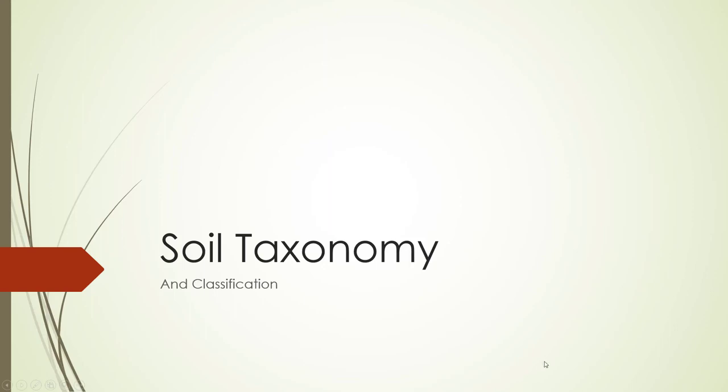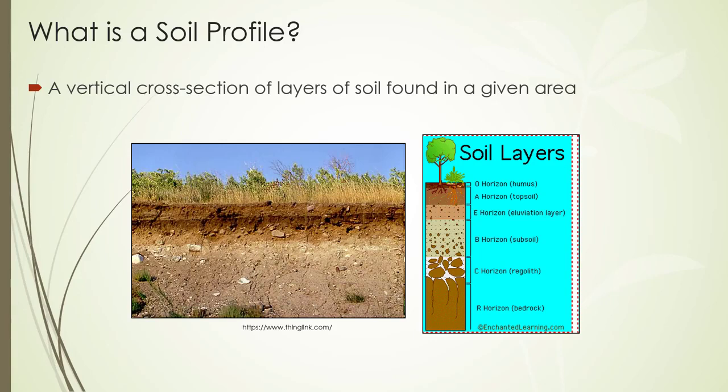So we've talked a lot about the components of soil, but we haven't really got into soil taxonomy. And just as with plants, there's taxonomy and classification. So a soil profile is a vertical cross-section of layers of soil found in a given area, and these are broken down into different horizons, and we will talk about each one of these individually.